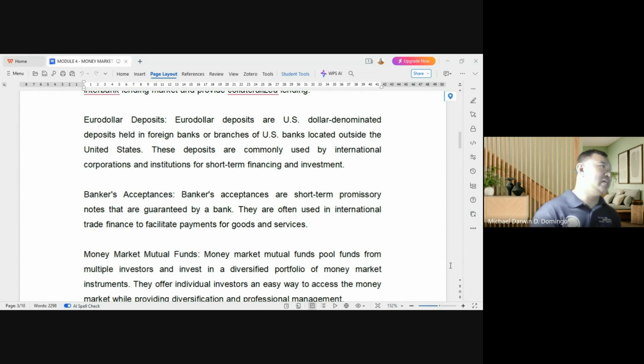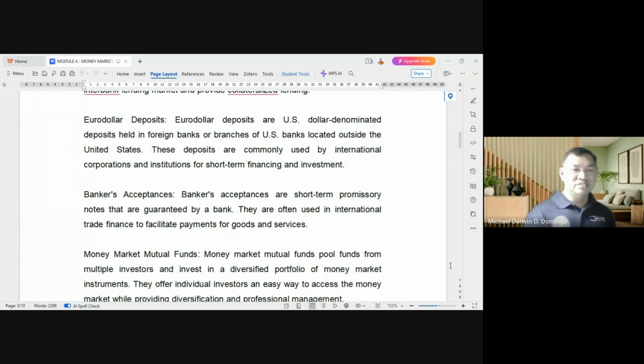Katulad niyan kapag nag-engage yung isang company sa international trade niya. So for example, between an exporter and importer, yun. Instrument yan. So katulad nga sa import-export yan, kailangan doon ng banker's acceptance. Parang letters of credit yata yun.